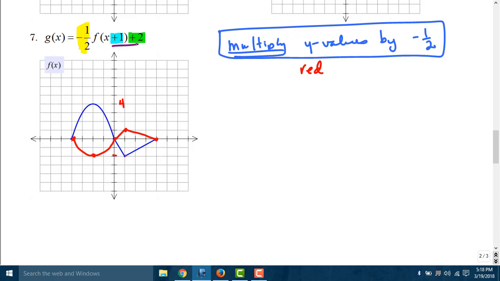Now, what am I going to do with the red graph? I'm going to move it up 2 because of that, and I'm going to move it left 1 because of that. I'm going to take the red graph and go up 2 and left 1. Up 2, left 1. So all of a sudden I've got that part of the graph. Let's see, where was I? Right here. So I've got to go up 2 and left 1. Got to go here, up 2 and left 1.